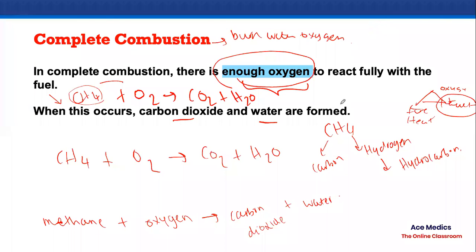I'm just going to remind you guys of a few rules of balancing equations. You can only add a big number in front. You can't add any small numbers. There has to be the same amount of atoms on either side. And when you're adding big numbers, that means you have to times that big number by everything.